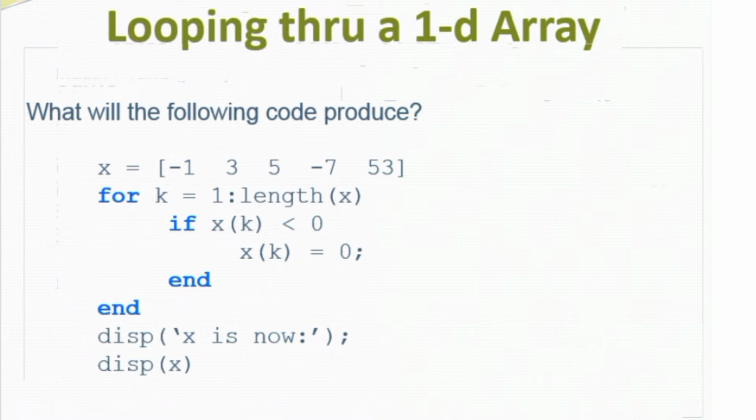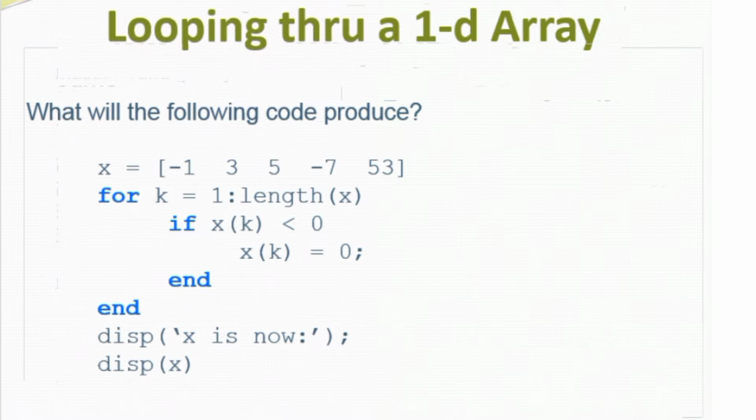All right, so let's look at the following code and see if we can figure out what's going to happen here. I have a very simple vector, x. It only has 5 entries. My for loop says for k equal 1 to the length of x. X has 5 entries, so that's literally the same as saying for k equal 1 to 5.